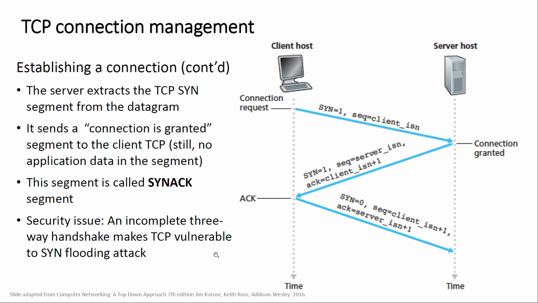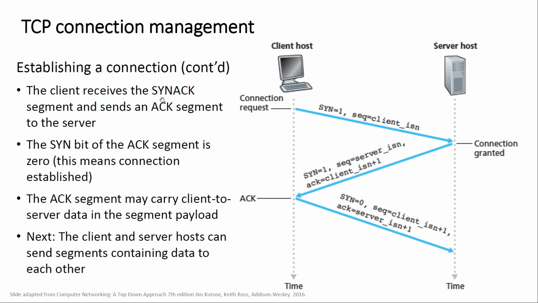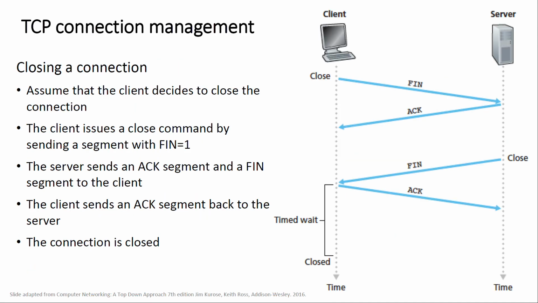Security issue is as follows. An incomplete three-way handshake makes TCP vulnerable to SYN flooding attacks. So we will talk about it next week. The client receives the SYNACK segment and sends an ACK segment to the server. The SYN bit of the ACK segment is 0. This means the connection is established. The ACK segment may carry client to server data in the segment payload. Next, the client and server host can send segments containing data to each other. So this is how we perform the three-way handshake.